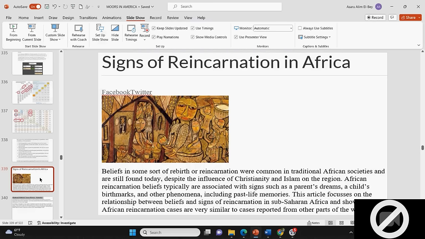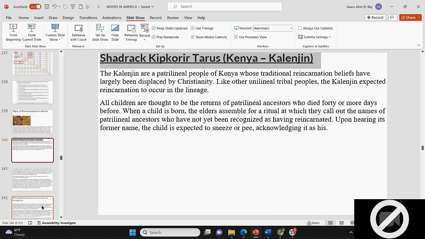The signs of reincarnation in Africa, he says the belief in some sort of rebirth or reincarnation was common in traditional African societies and still is found today despite the influence of Christianity and Islam on the region. African reincarnation beliefs typically are associated with signs such as parent dreams, a child's birthmark, and other phenomena, included past life memories. This article focuses on the relationship between belief and signs of reincarnation in sub-Saharan Africa and shows that African reincarnation cases are very similar to cases reported from other parts of the world. Of course they would be, since we are the first on the planet.